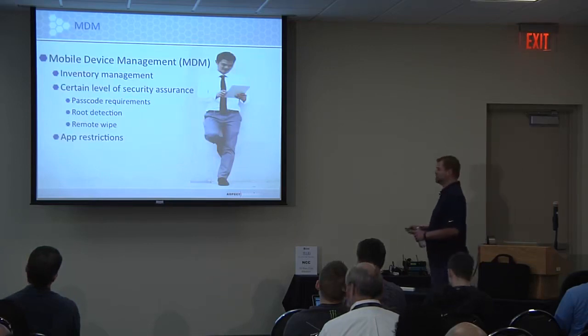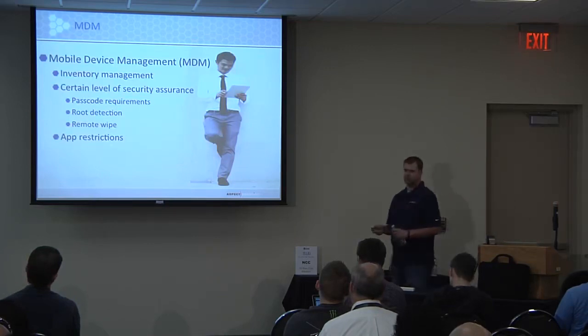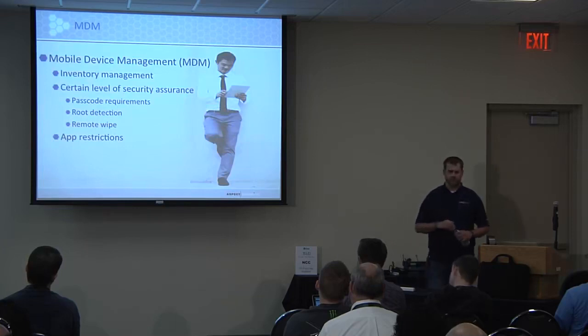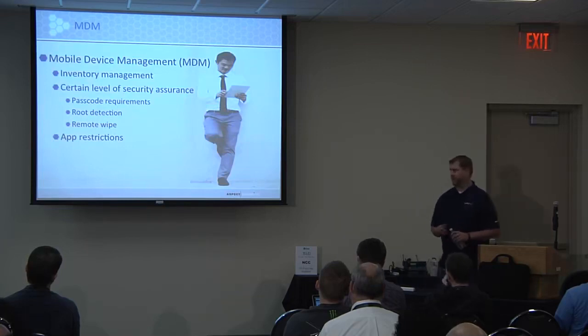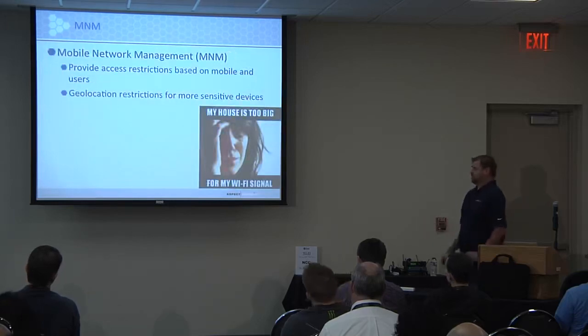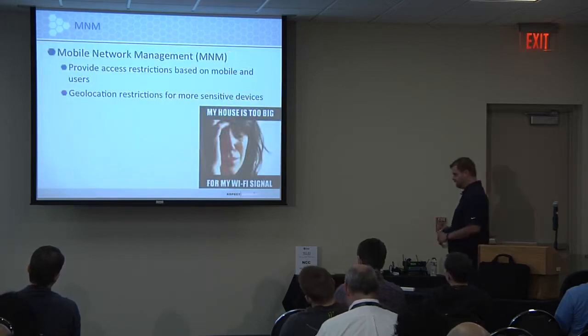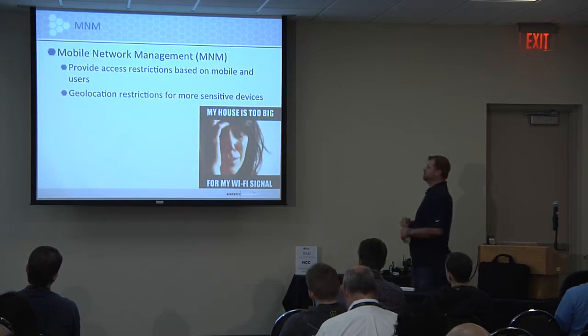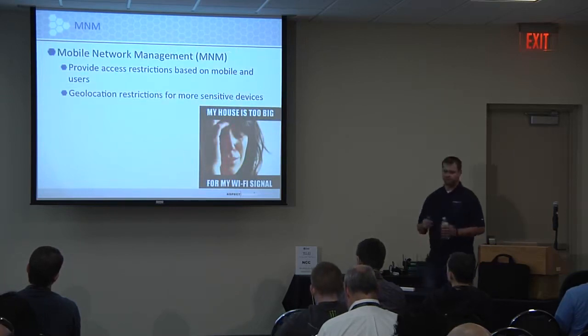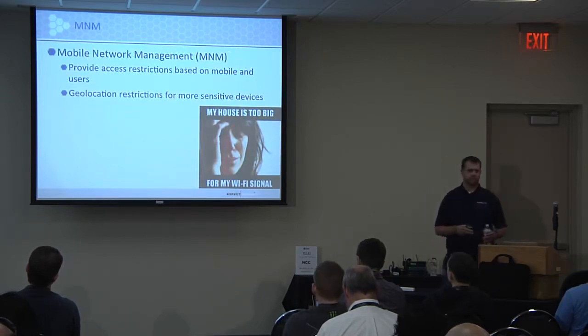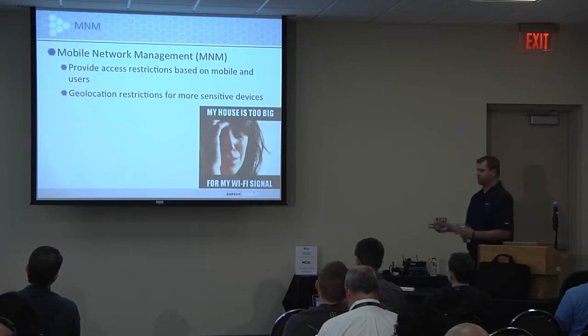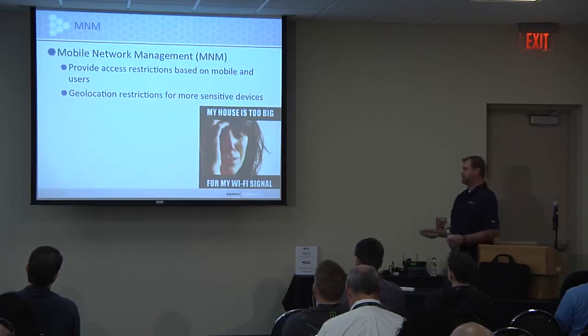And then app restrictions, I think, is probably the most important aspect here that organizations are struggling with and that I'd recommend. And I'll talk about why in a minute. Mobile network management, another alphabet soup issue. Providing restrictions based on the mobile device itself, maybe the user of the mobile device. Maybe they're connecting to different Wi-Fi access points than their laptop would at work.